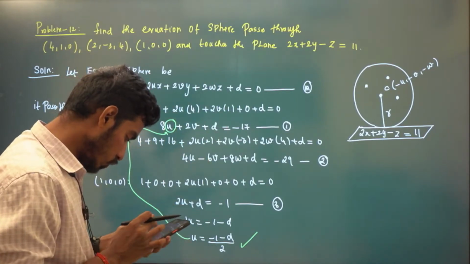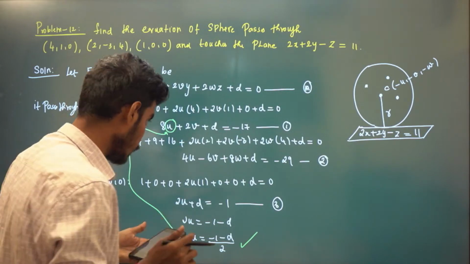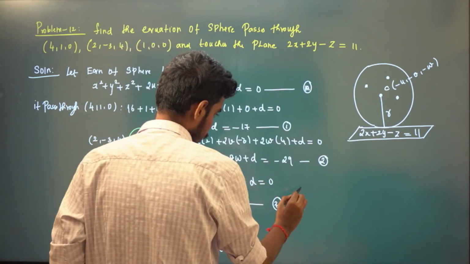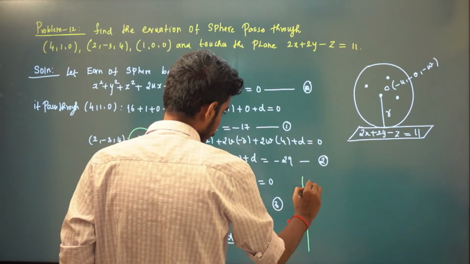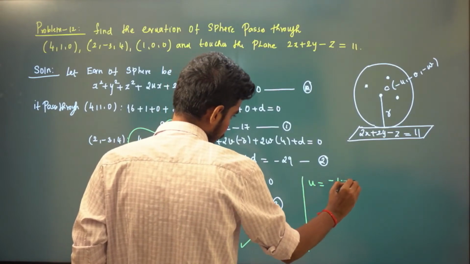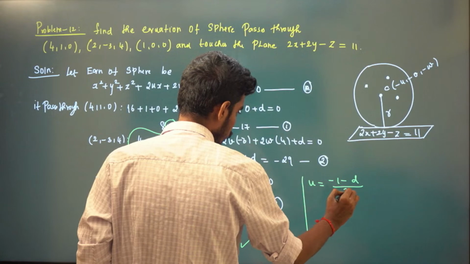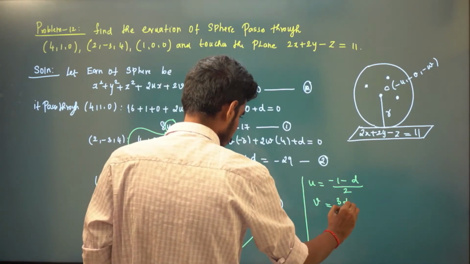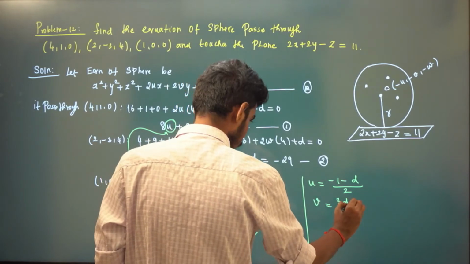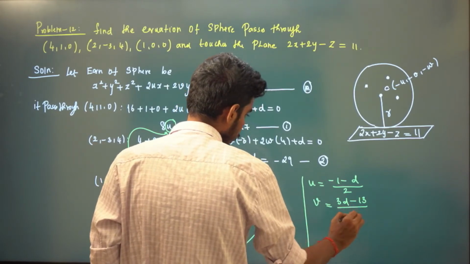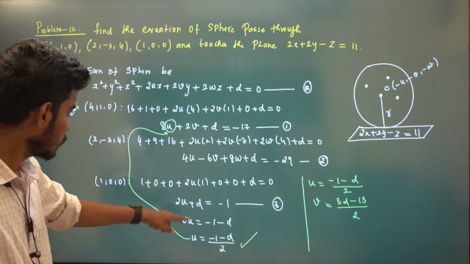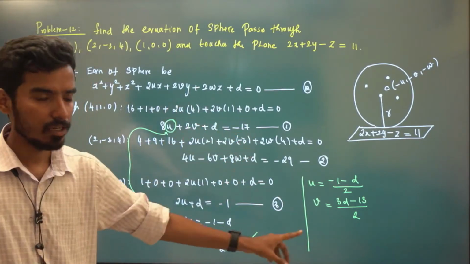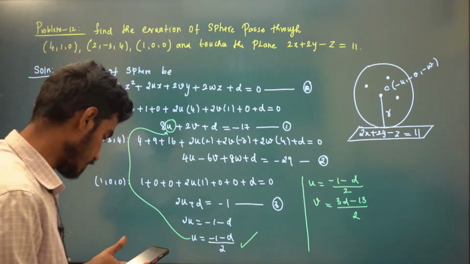So already we have u is (-1 - v) divided by 2. You will have v to be equal to (3d - 13) divided by 2. See, very simple only. Just have to substitute this u here. So you will have v in terms of d.